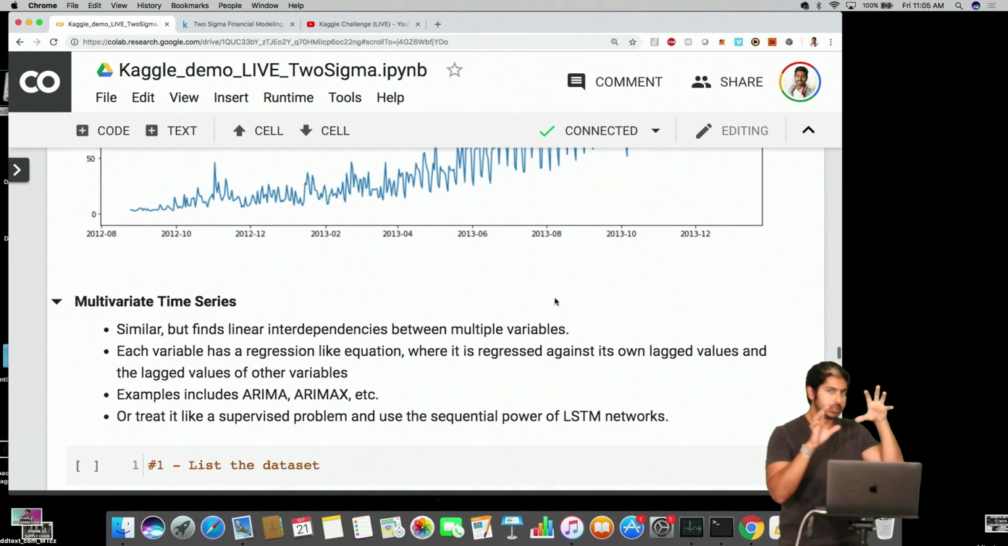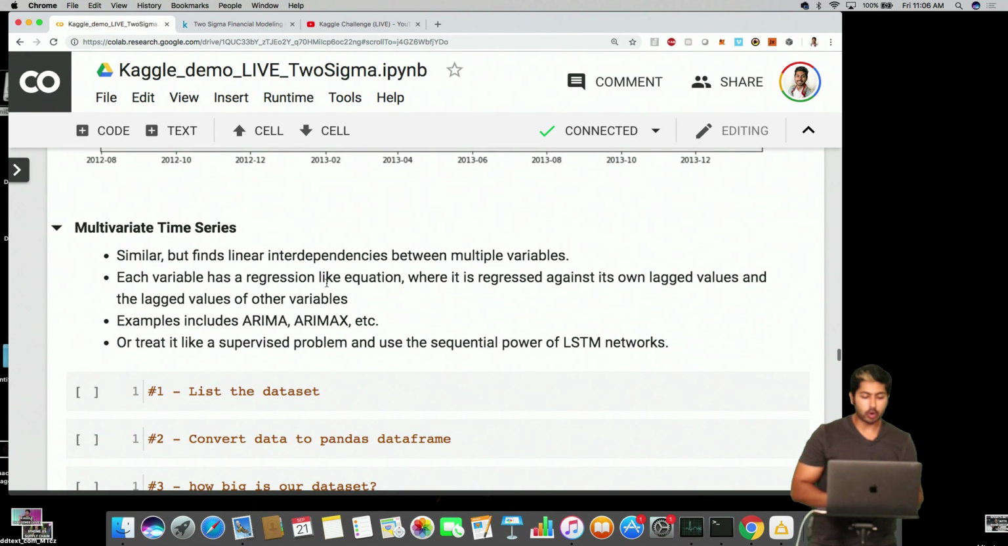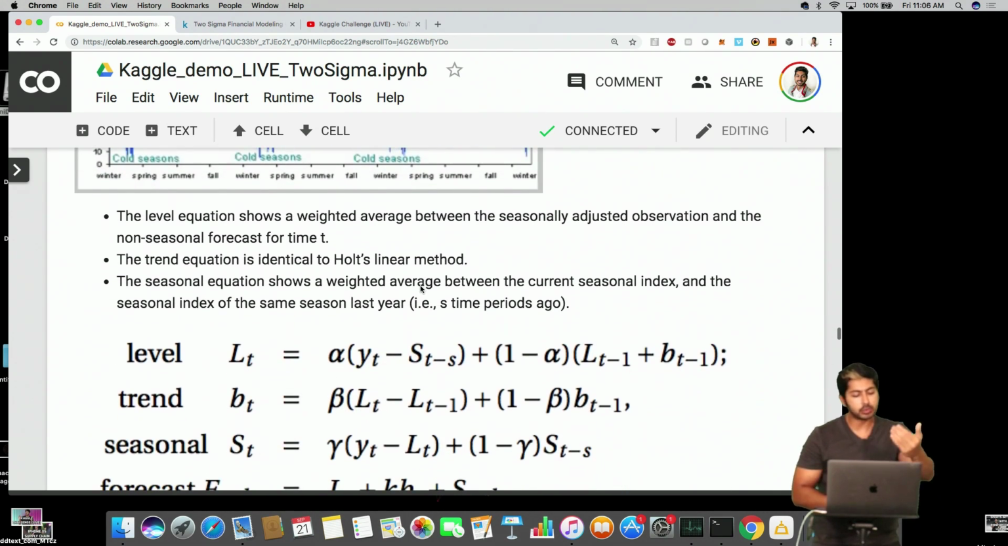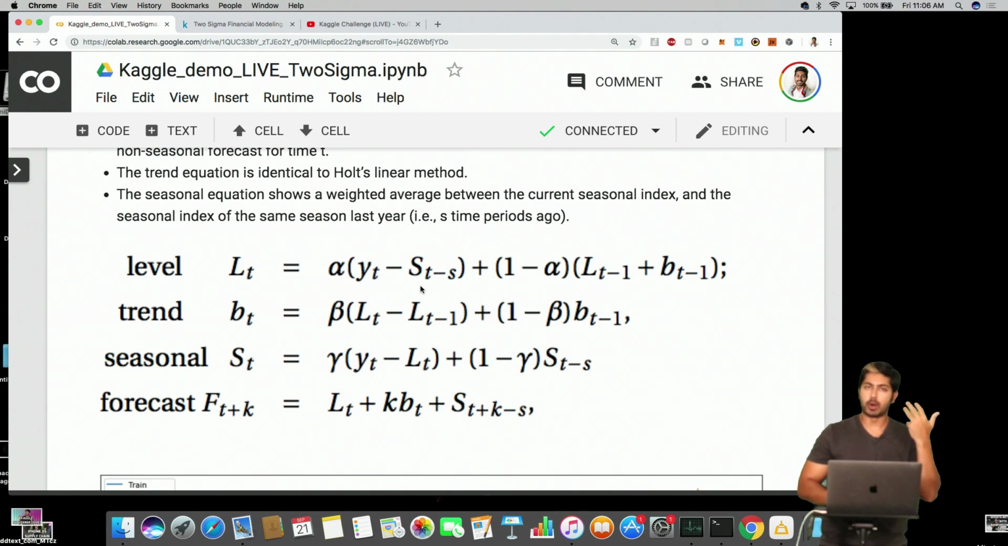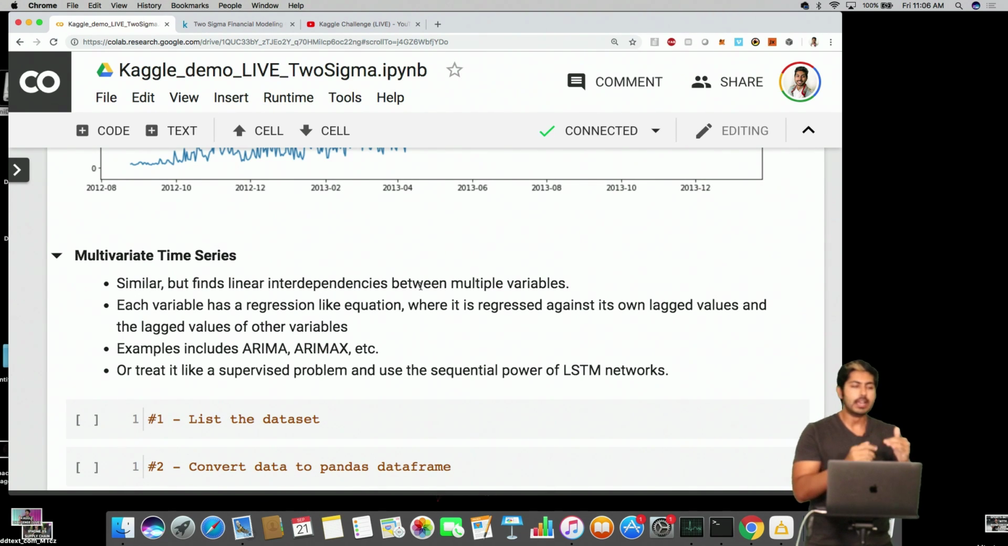Now, that's for the case of univariate time series. If we have multivariate time series, that's multiple input data, multiple predictor variables for whatever our target variable is going to be, which is the case for our Two Sigma financial modeling contest. Then we're going to use a model that is very similar to Holt-Winters' seasonal method, taking into account the level, the trend, and the seasonality to make the forecast. But it's also finding linear interdependencies between these predictor variables. So it's the same idea of multiple equations that relate to each other. Some popular models for that are ARIMA, ARIMAX, etc.